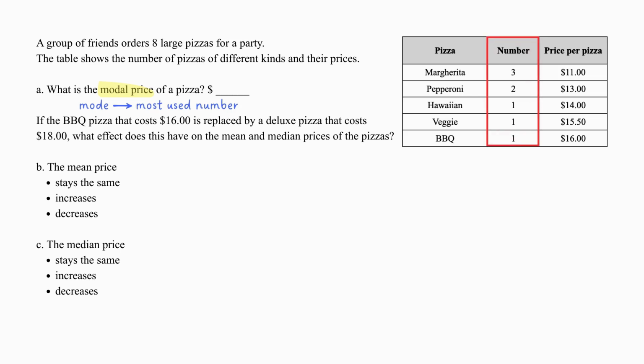Which pizza did they buy the most of? They bought 3 margherita pizzas. Every other kind has 2 or fewer. Since the margherita pizza was ordered the most, its price is the mode. So the answer is $11.